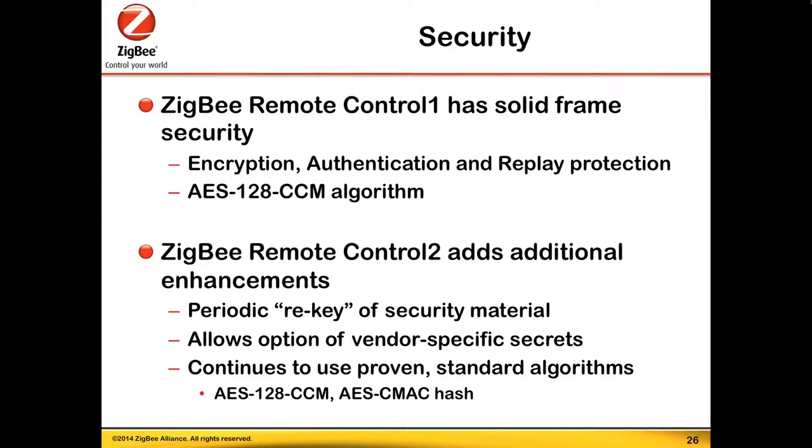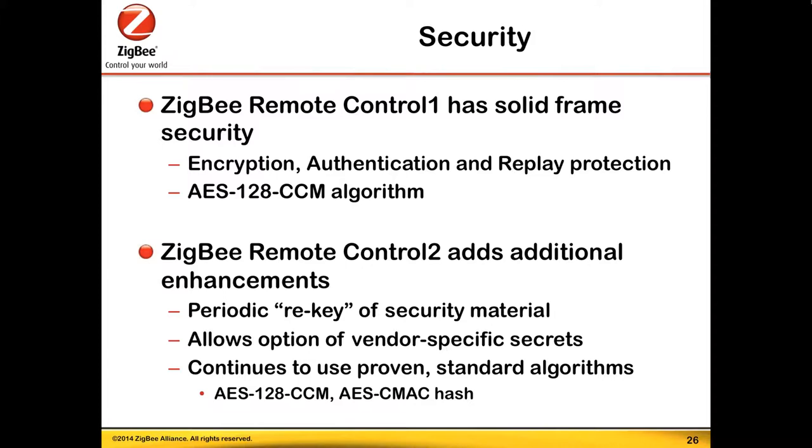So from a security point of view, ZRC2 adds a few enhancements. It keeps everything from ZRC1 the same, and it adds some enhancements on top of it. One of the things we added was the rekeying of the security material. In ZRC1, the security material was set up once during the initial binding process, and the same security material persisted for the whole lifetime of that pairing link.